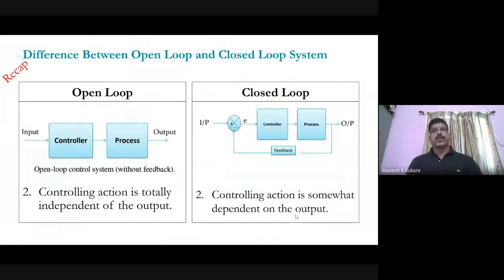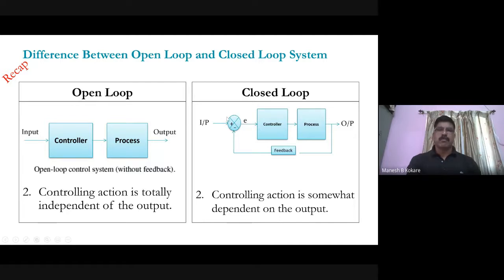In the last lecture, we talked about the difference between the open loop system and a closed loop system. I'll take the recap of that very quickly, and then we'll go ahead with today's presentation. So in an open loop system, as I said, there is no feedback, whereas in a closed loop system, there is a feedback. So this feedback element is present.